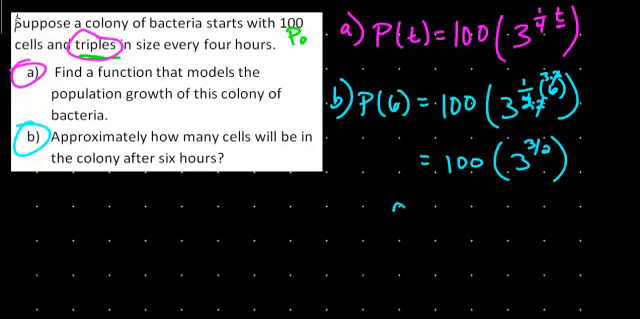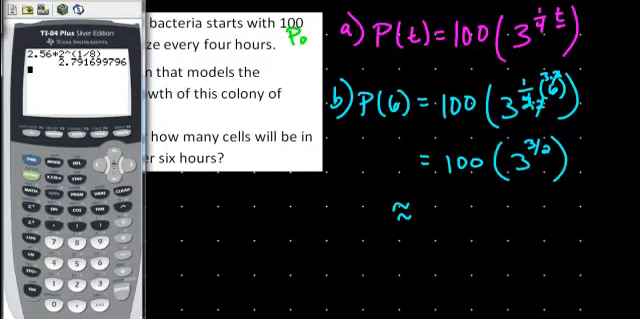And again, this is going to be an approximation here. Let's see what we get. 100 times 3 raised to the 3/2. 519. So let's say 520. About 520.